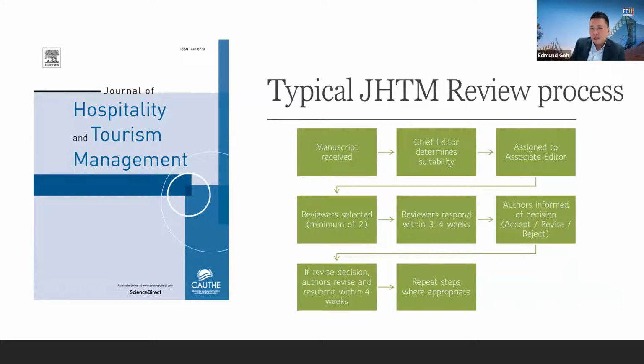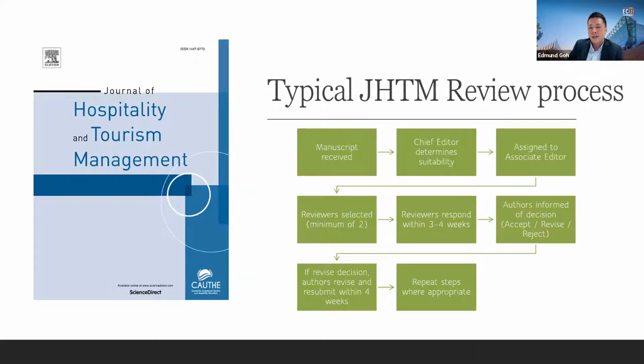Next, the typical JHTM review process. I think this is important because this helps you manage your expectations when you submit your manuscripts to JHTM. Like all top tourism and hospitality journals, there's a very rigorous and stringent review process in place. As you can see, we receive the manuscript, and the chief editor determines the suitability. So Professor Mariana decides if it's to be desk rejected or not.